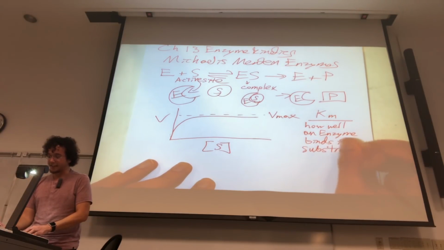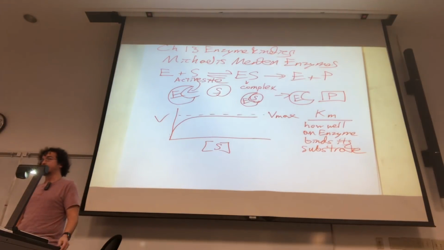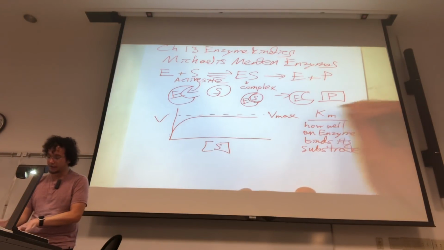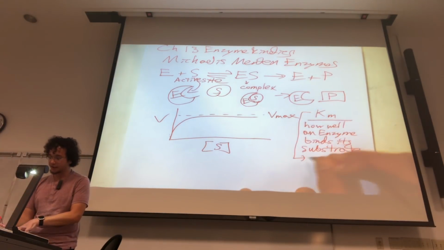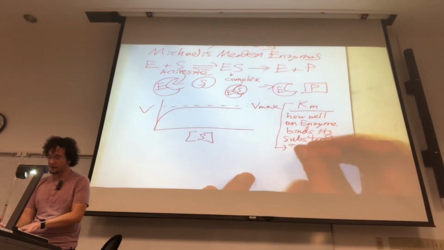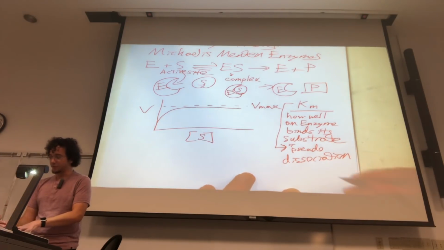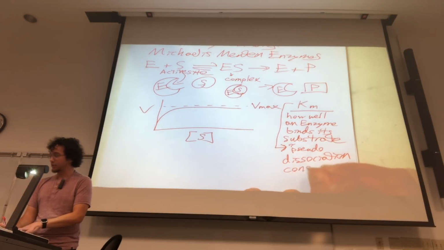That may not be the scientifically exact definition. The reason I say that is if you go look at the notes or the textbook, they say something like Km is a pseudo dissociation constant. So I'll put that here also for comparison's sake. Pseudo dissociation constant. But if you just read that, you may not realize what they're trying to say.